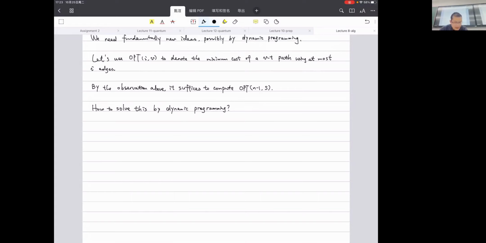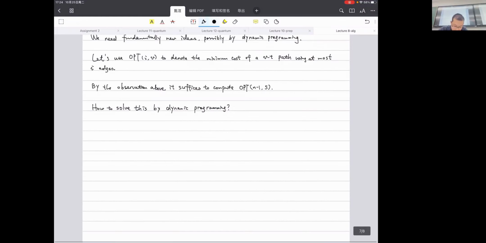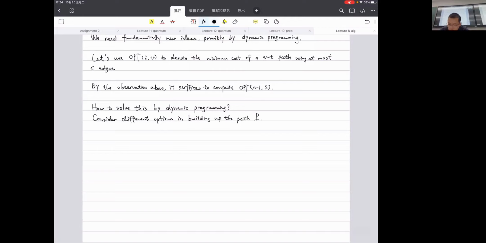To have a good understanding of what the recursive formula is, we still need to take a close look at the optimal solution here, at the intrinsic structure that it is going to have. So let's consider different options for building up such a path. So what options do we have here?